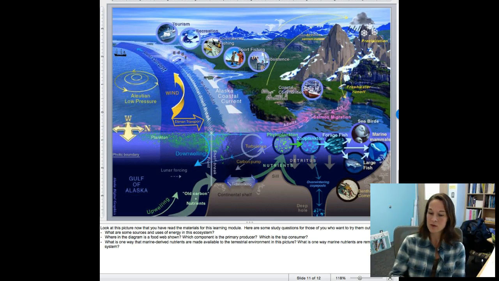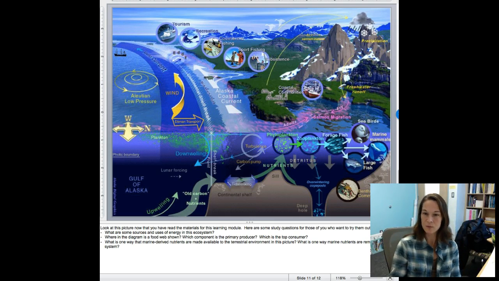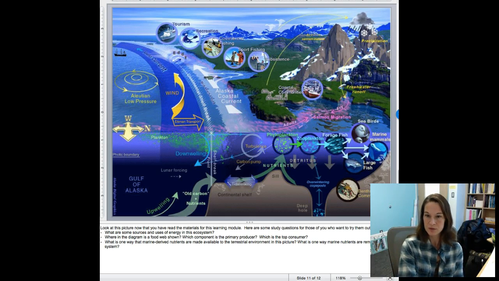I want to make sure everybody understands how energy flows through a system and what the producers and what the consumers are. What is one way that marine-derived nutrients, nutrients from the ocean, are made available to the terrestrial environment in this picture? And then what is one way that marine nutrients are removed from the system? I'm going to give everyone just a minute to think about that.